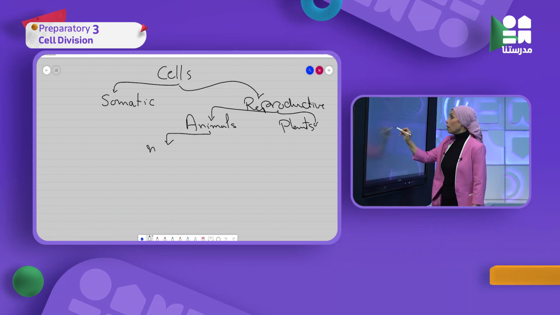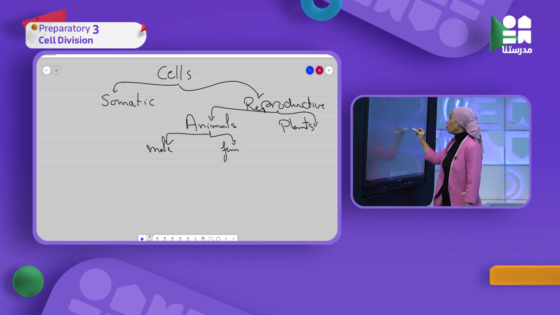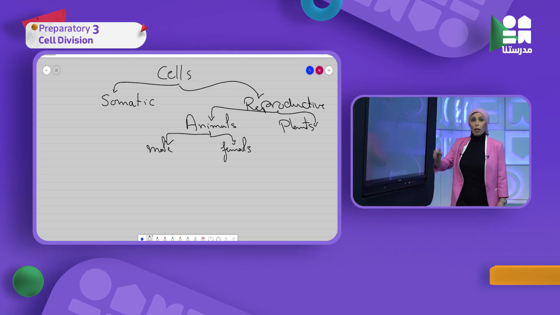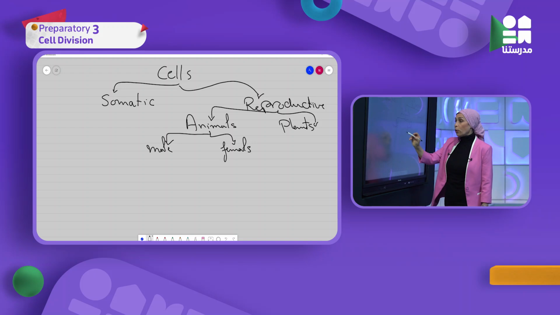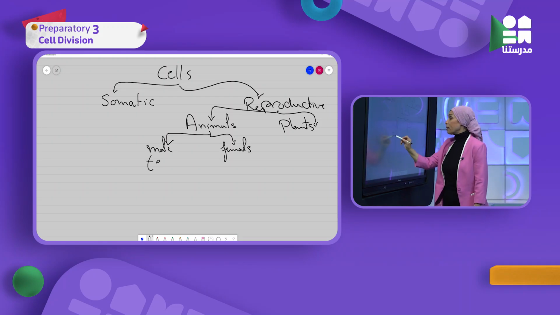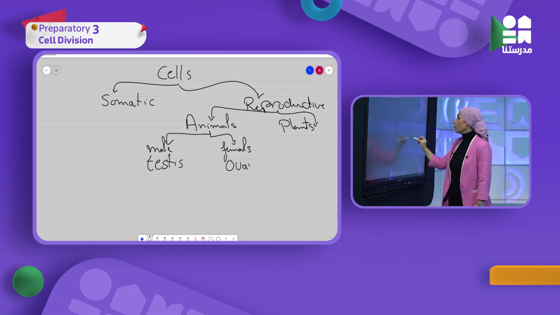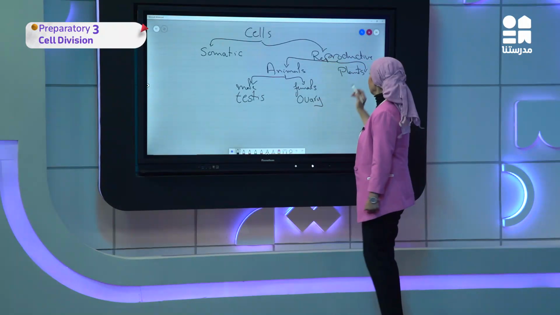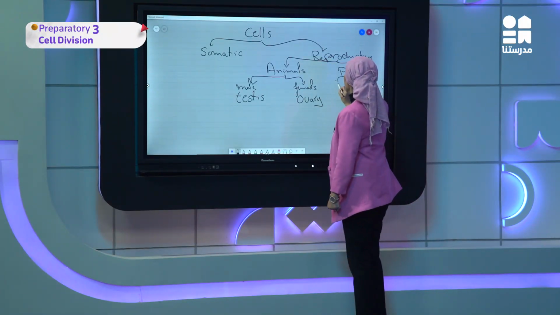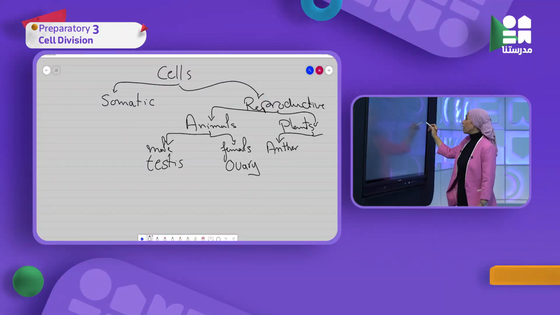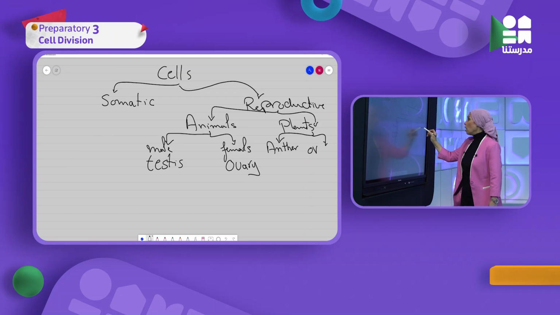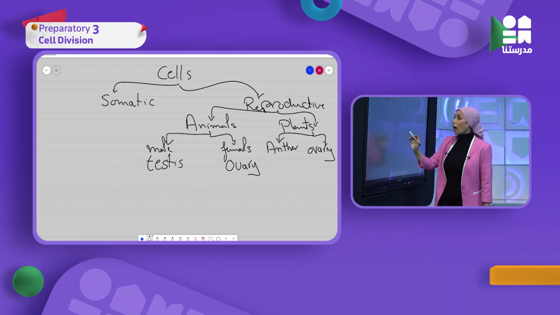Okay, what about the reproductive cells in the animals? I have male and female reproductive cells or organs. The male reproductive organ in the animals is called testes. What about the female? They are ovaries. Okay, what about the plants? The plant male is called anther. What about the female? Also, as the human, it has ovary. This part is known.